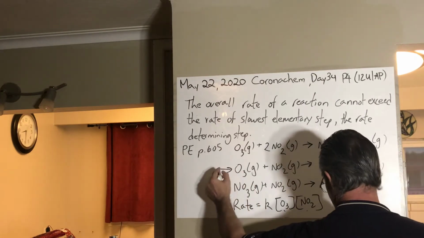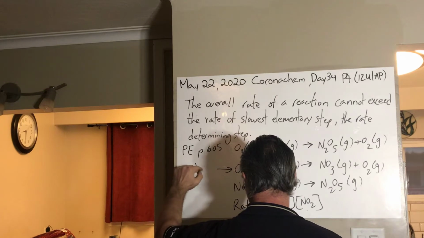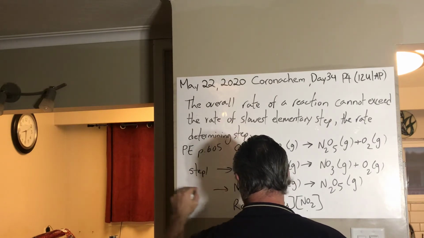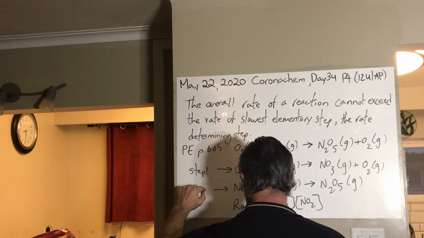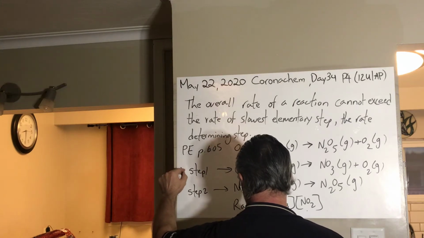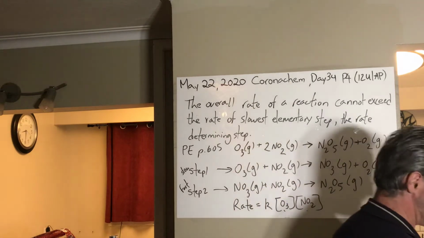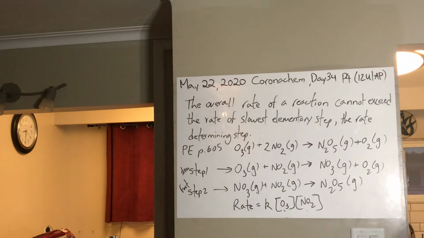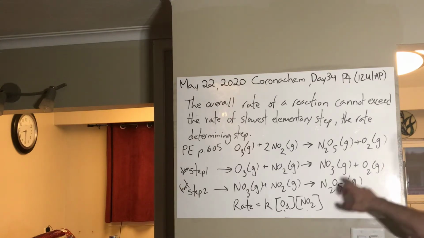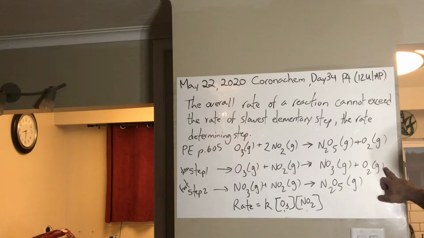First step. This is step 1. Step 1, this is overall, and step 2. So this is the slow step, and this is the fast step. But the slow step is the one that gives you the rate. Can't go faster than the slowest step, right? So the rate law is determined by the rate determining step, which is this one, and the first step is slow compared to the second step.